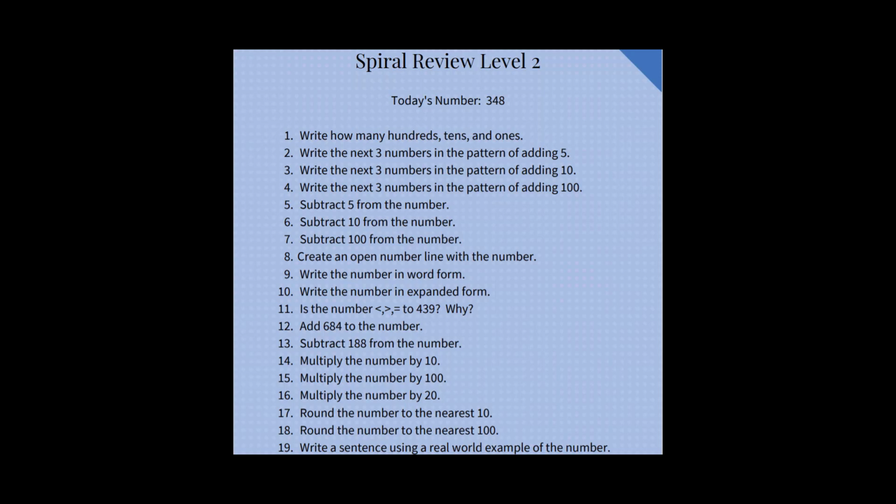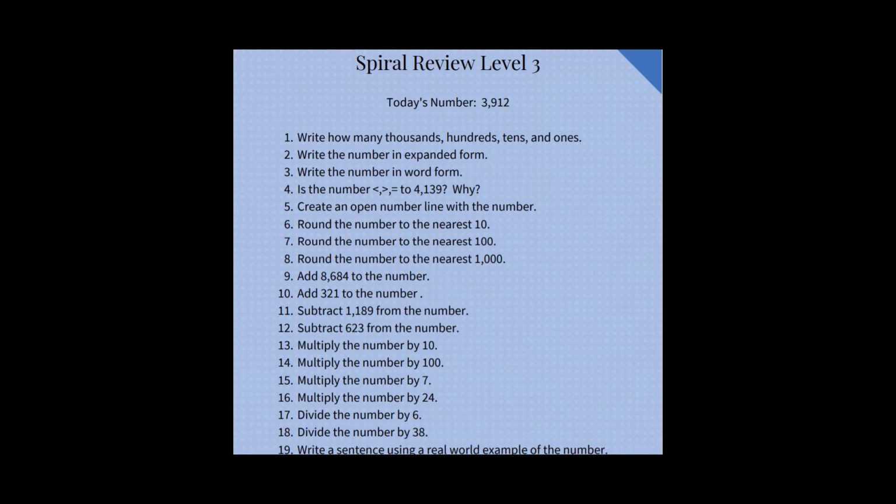All right, let's take a look at level 3. All right, spiral review level 3. Here we have a number in the thousands, so 3,912. And once again, as you glance through those questions, they're getting more and more difficult. So number 5, create an open number line with that number. Number 4, use the correct symbol, less than, greater than, or equal to, compared to 4,139, and explain why.